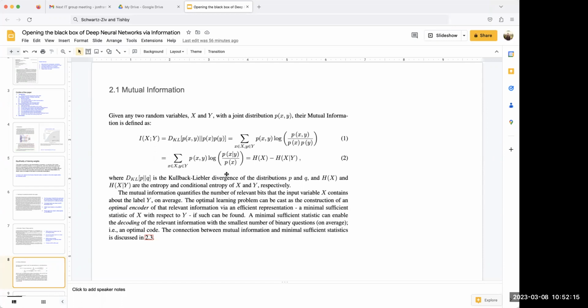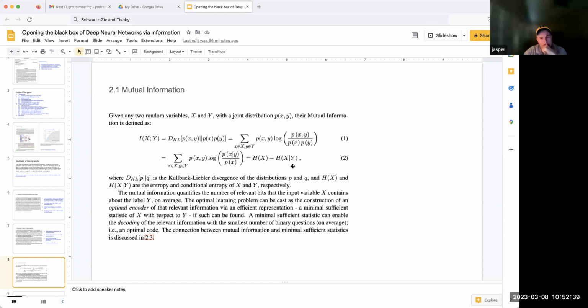Actually, I'm also most familiar with that formulation, saying the mutual information of X and Y is the entropy of X minus the conditional entropy of X given Y. That's also what I'm most familiar with, not the intermediate formulations. Exactly. Yes.